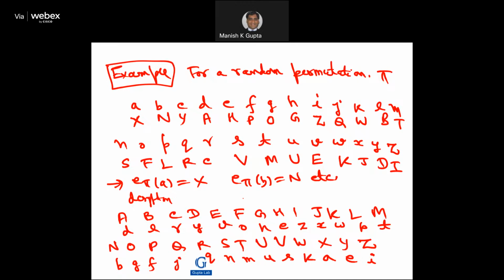So in the permutation, A goes to X, B goes to N and so on. C goes to Y, D goes to A and so on, right? This is a permutation. Okay. So you can write this down mathematically also, right? Permutation like 1, 2, 3, 4, those n symbols or 26 symbols, and then which permutation is used. First is going to which? X. What is the number of X? 24 or something, I don't know.